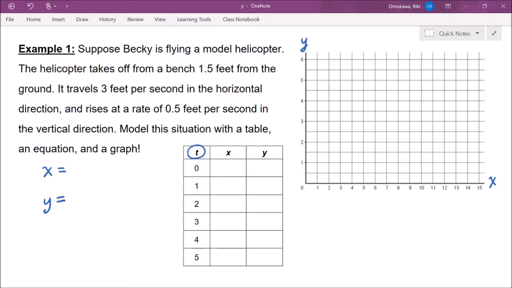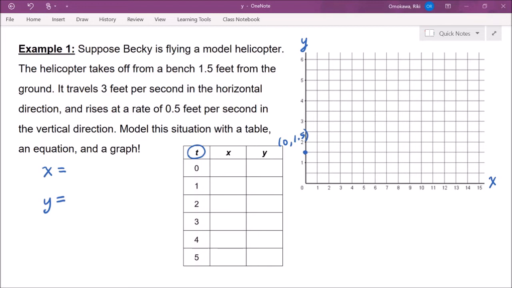Oh, also, before we move on, let's figure out where the helicopter starts. It says it takes off from a bench 1.5 feet from the ground. So that's a height, right? That's vertical. And then it doesn't say anything about horizontal position, so we'll just start it at x equals 0. So x equals 0, but then 1.5 feet from the ground. So the helicopter's initial position is 0, 1.5.